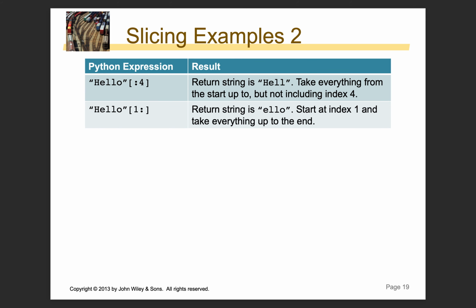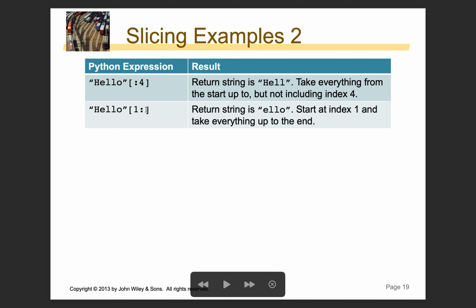A couple more slicing examples. I can leave the to or the from to be blank, right? If I leave the from blank, it starts at the beginning. So it just starts at position 0. Okay, I haven't provided a from here. It's just going to start at position 0 and start from H and go up to, but not including, the 4th index. So 0, 1, 2, 3. So it's going to return hell.